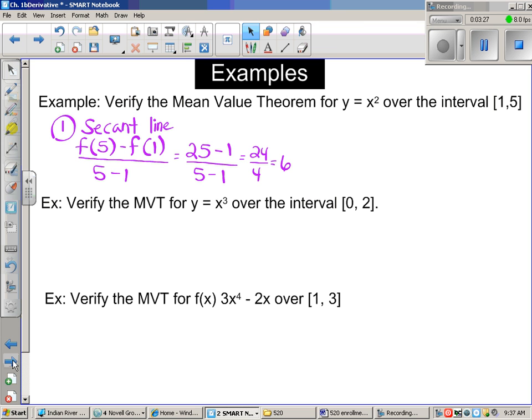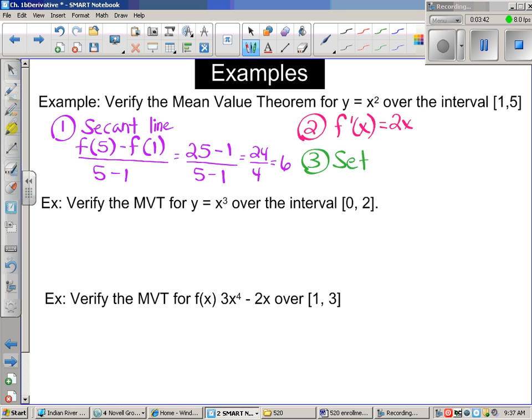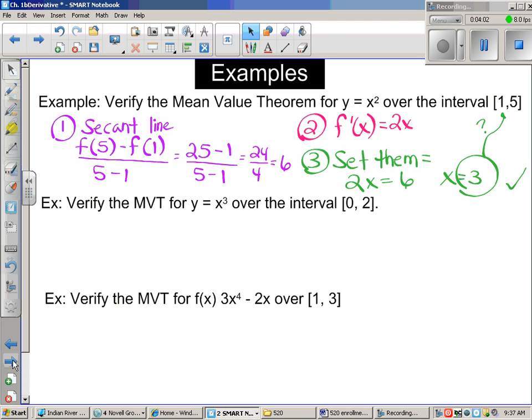Step 2 is we're going to find the derivative. And of course, what's f prime of x? Excellent, 2x. Step number 3: set them equal. So I'm going to take 2x and set that equal to 6 and ask, when does that happen? We solve and get x equals 3. And then to verify, we ask, is that between 1 and 5? It is. There, we verified it. We're done. Check.